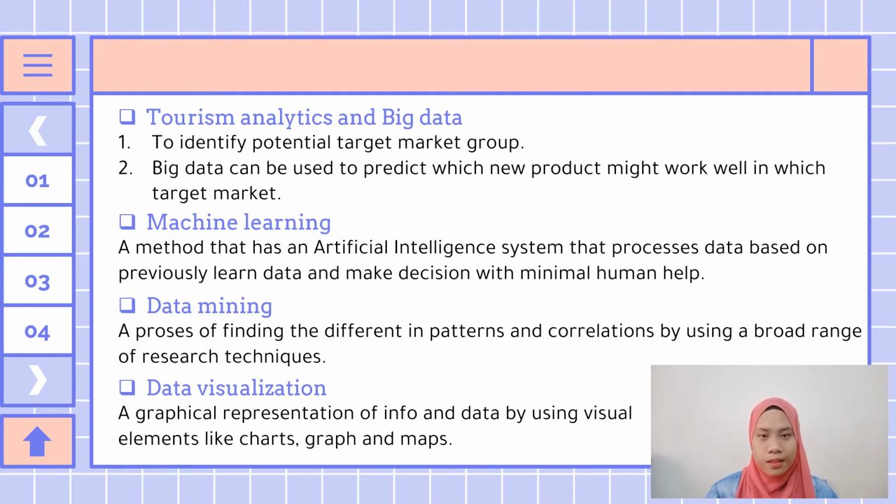Next one is data mining. It is a process of finding the differences in patterns and correlations by using a broad range of research techniques. Last one is data visualization. It is a graphical representation of data and information by using visual elements such as maps, graphs, and charts.